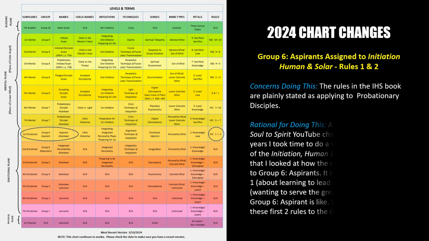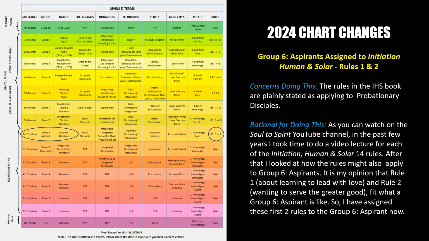But here's my rationale for doing this. As you can watch on the Soul to Spirit YouTube channel, in the past few years, I've taken time to do a video lecture for each of the Initiation, Human, and Solar 14 rules. And after I looked at how the rules might also apply to Group 6 aspirants, it was my opinion that Rule 1, about learning how to lead with love, and Rule 2, about wanting to serve the greater good, fit with what a Group 6 aspirant is like. So that is why I've assigned these first two rules to the Group 6 aspirant in this chart.